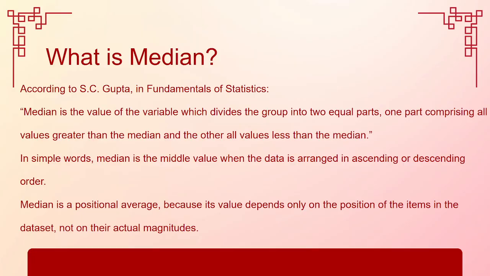So, what is median? Median is the value that divides the data in two equal parts. Half of the values are less than the median and half of the values are greater than the median. In other words, when the data is arranged in ascending or descending order, median is the middle value. Median is the positional average. It depends on the position of the value, not on how big or small the values are. Hence, median is the middle value of the ordered data.